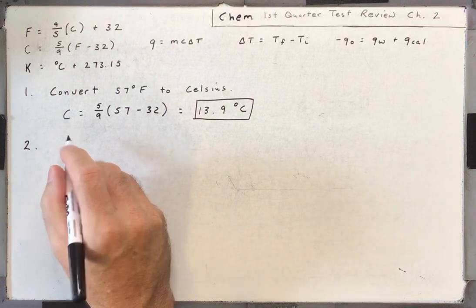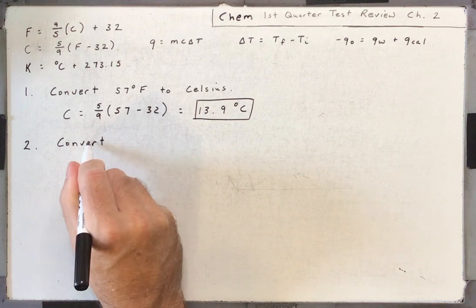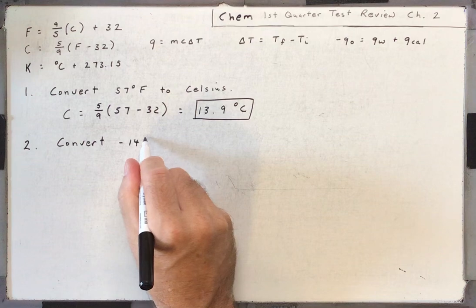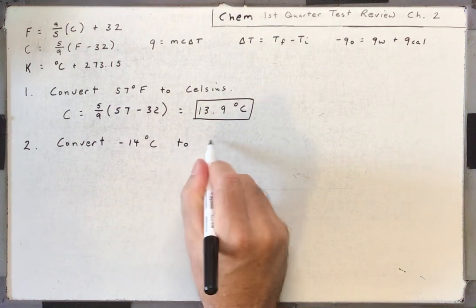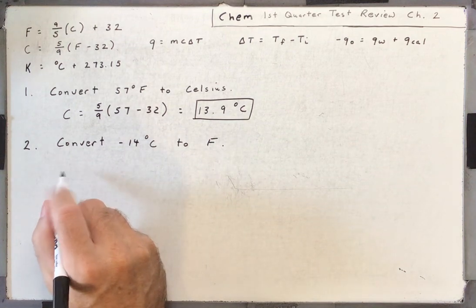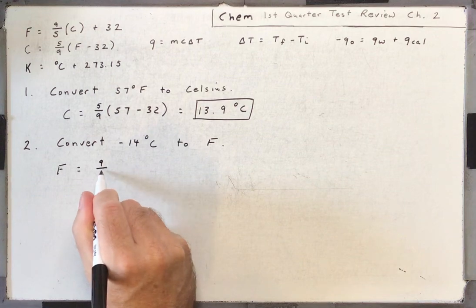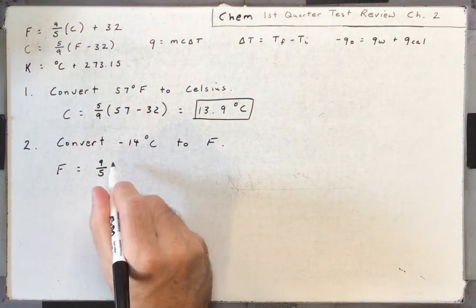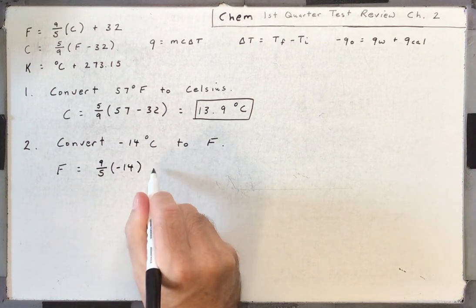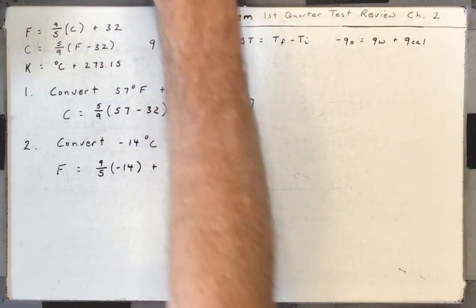Okay, number 2, we're converting negative 14 degrees Celsius to Fahrenheit. Okay, so in this case, our Fahrenheit temperature, we're going to use the first formula up there, 9/5 times degrees C, so times negative 14 plus 32. So in this one, the 32 is outside the parentheses.